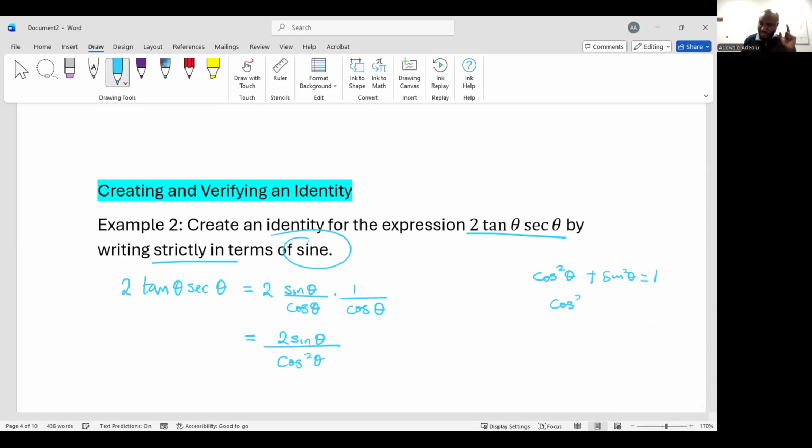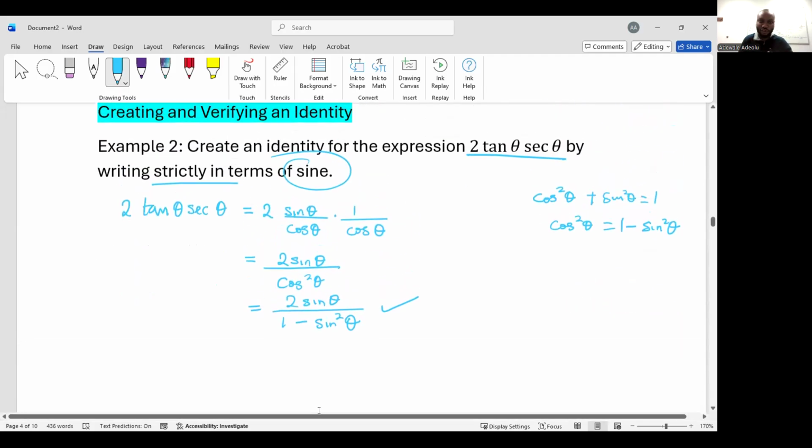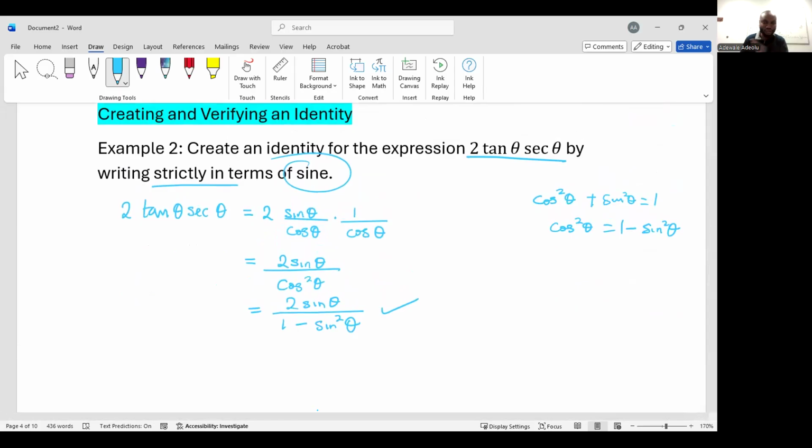So if I make that the subject of the relation, I will have 1 minus sine squared of theta. So I can just replace everything at the denominator by 1 minus sine squared of theta. Done. I don't need to do anything again because my answer now is in terms of sine. No cosine, no tangent, no other trig function other than sine function. So I can stop.